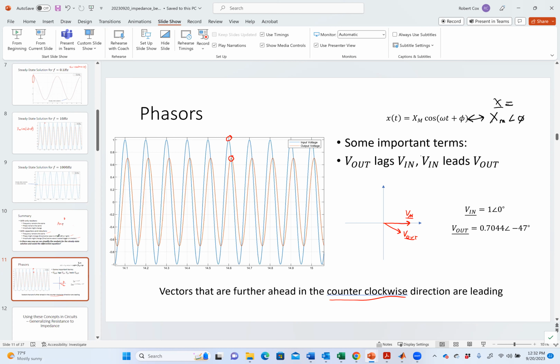For the waveforms that I'm showing right here, this is from that circuit at 10 hertz. What I see is that V in has an amplitude of 1, and because it was cosine, it has an angle of 0. And V out had an amplitude of 0.704, and an angle of negative 47 degrees. So we talk about these things as complex numbers, and we'll look at some more examples of that.